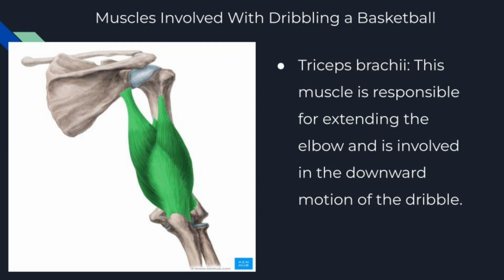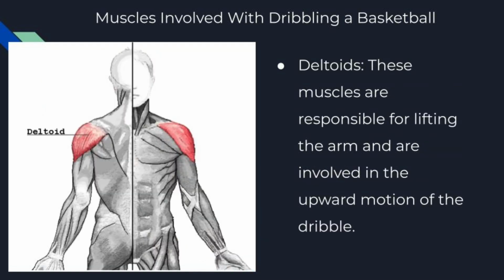And so now we have the triceps brachii, which is pretty much the opposite. So this is a muscle that's in charge of extending the elbow and it helps with the downward motion of the dribble. So you use the biceps brachii to help with the upward motion, and then the triceps brachii is what helps push the ball back down towards the ground.